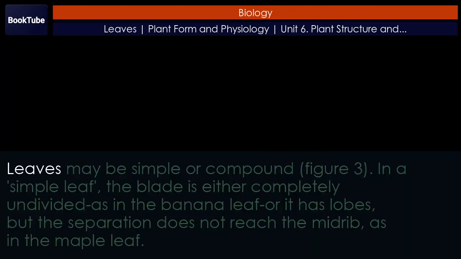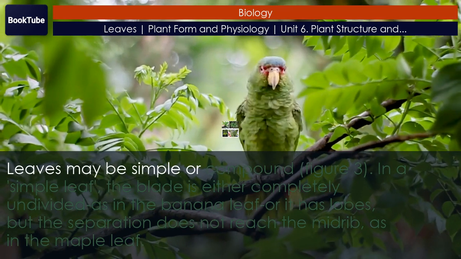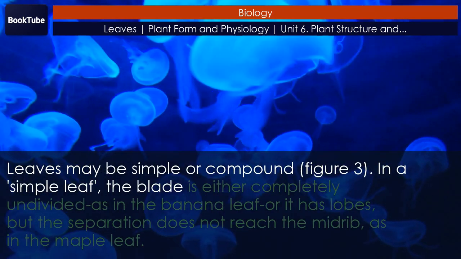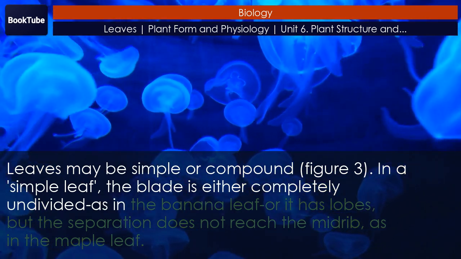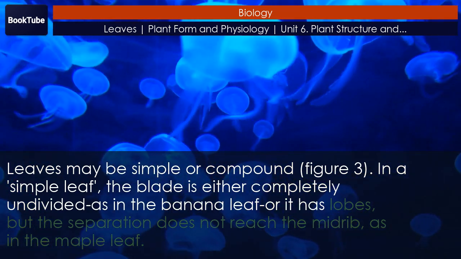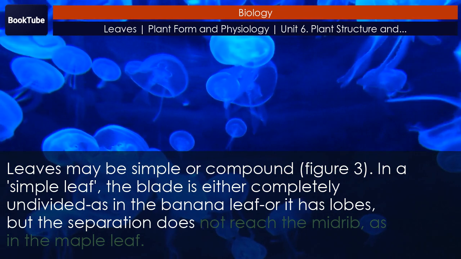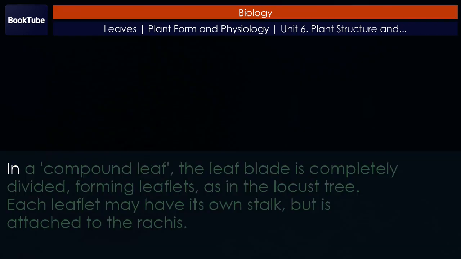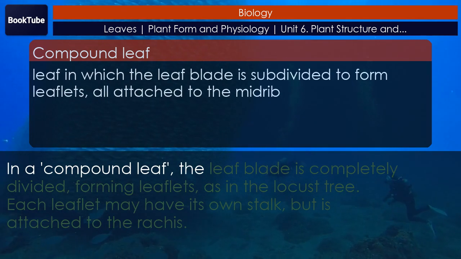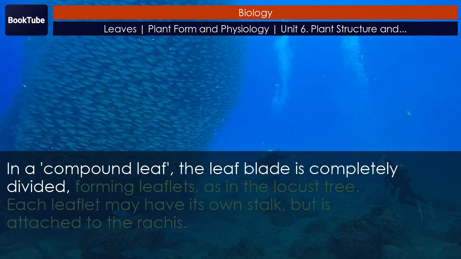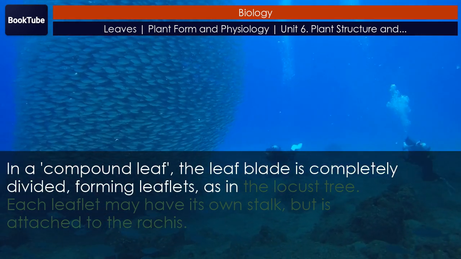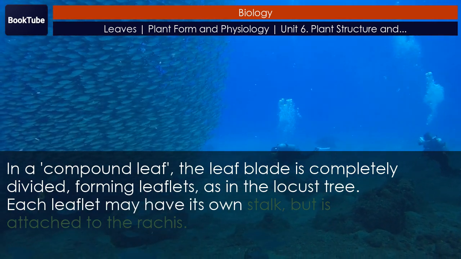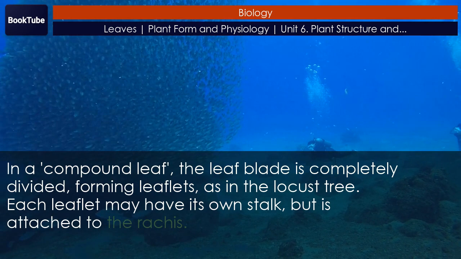Leaf form. Leaves may be simple or compound. Figure 3. In a simple leaf, the blade is either completely undivided, as in the banana leaf, or it has lobes, but the separation does not reach the midrib, as in the maple leaf. In a compound leaf, the leaf blade is completely divided, forming leaflets, as in the locust tree. Each leaflet may have its own stalk, but is attached to the rachis.